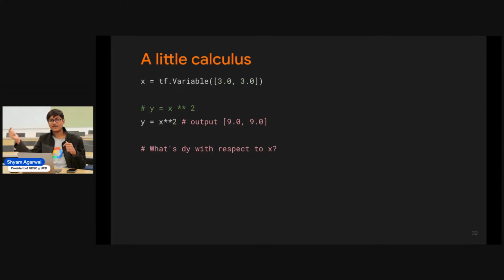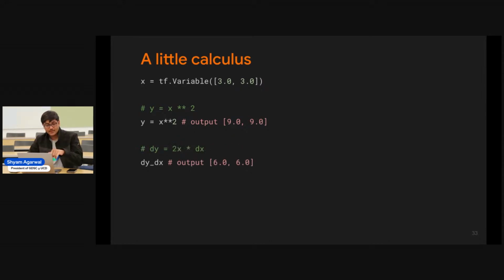So x square would be 2x. And since x is a pair of threes, the value should be 6 and 6, right? Because x square differentiation is 2x and the value of x was 3. Remember, we are using override operators here. So that's a math operation that's part of TensorFlow.